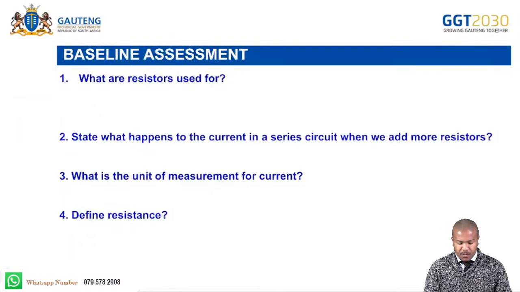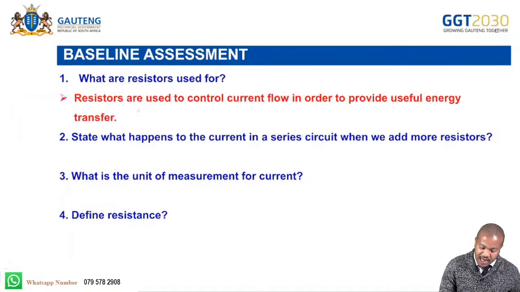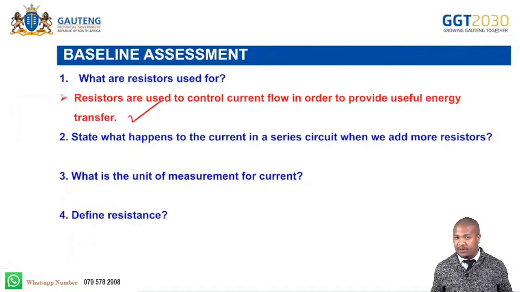Number 1, what are resistors used for? So resistors are simply used to control the flow of current. They are used to control the flow of current in order to provide useful energy transfer. Remember, we covered this in our previous topic.